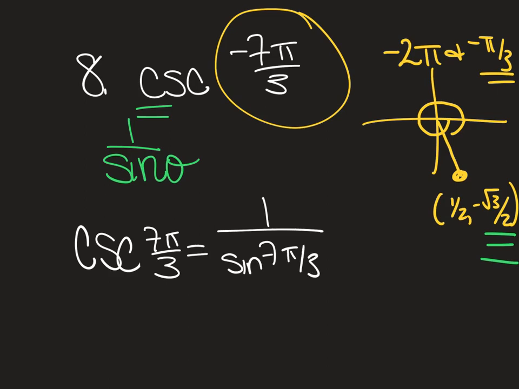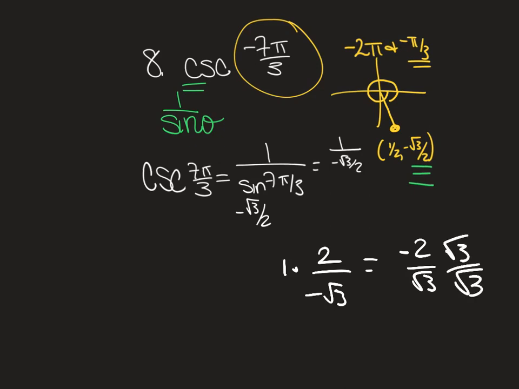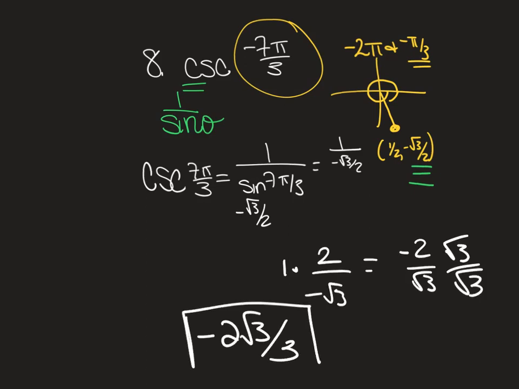So if sine equals negative root 3 over 2, then this is going to equal 1 over negative root 3 over 2, which means I'm going to have to flip and multiply. So I really have 1 times 2 over negative root 3. So negative 2 over root 3. And then I have to rationalize this. I multiply by root 3 over root 3 because we don't leave radicals in the bottom. So you're going to have negative 2 root 3 all over 3. So there's my answer to number 8. That's a little bit of work.